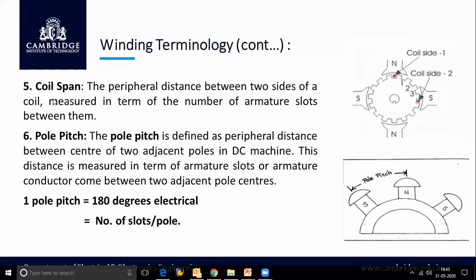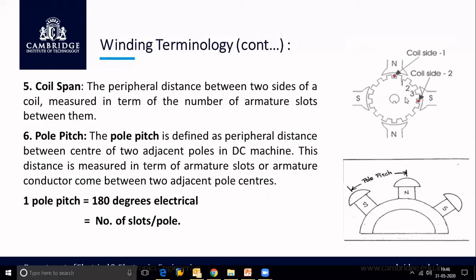Coil span. Coil span is nothing but the peripheral distance between the two sides of a coil. You can see the figure here. There is one coil side present under the north pole and another coil side present under the south pole, and these coil sides are connected together. The distance between the two coil sides is known as coil span. Usually this coil span is measured in terms of the number of armature slots. If we see the figure here, it is numbered, and the number of slots present between these two coil sides is 3. Therefore, the coil span in this example is 3 armature slots.